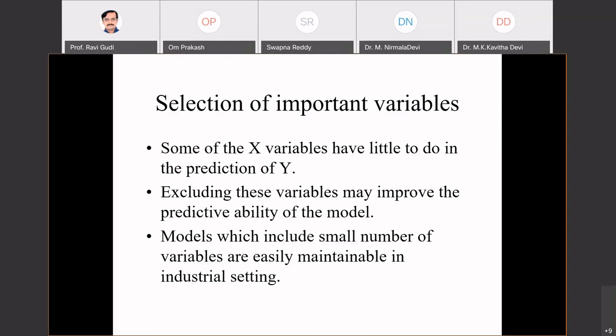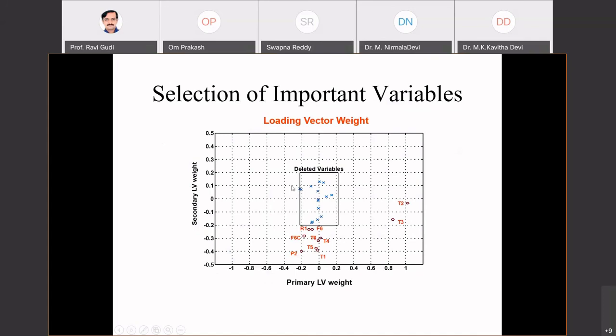Okay. So what you want to be able to do is exclude the X variables that may not affect the predictability of the model. And also you want to keep the models small so that they are easily maintainable. So given this, PLS fortunately also does something called a loadings or weight analysis, as you can see here. Okay. If you remember in Professor Mani's lecture, he talked about scores and loads. Scores are basically the linear combinations. Loads are basically the coefficients associated with the linear combinations.